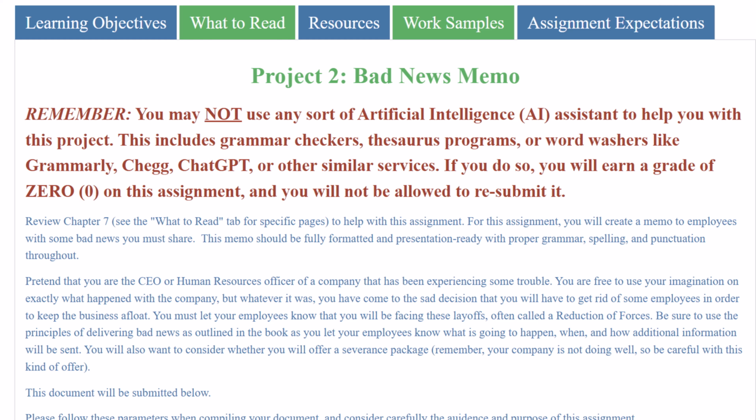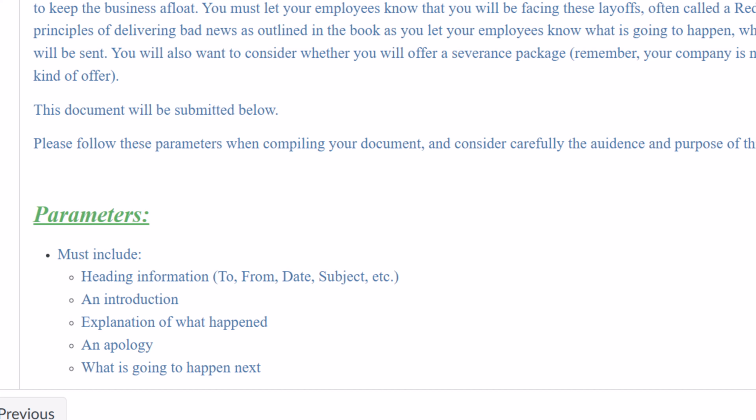You'll submit your document here, and remember that you must have certain parameters in line when you include it. You must have heading information that includes a to, a from, a date, and a subject. Remember that this is not to me, and it is not from you personally. It is to the employees of your company. You may use your own name in the from line. In fact, that's probably wise, but you can claim to be the CEO or the CFO or whatever the case may be.